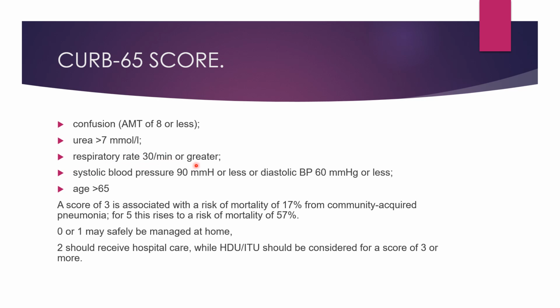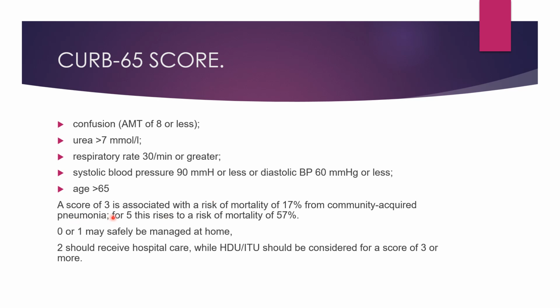Respiratory rate 30 per minute or greater, so this will be another point. And systolic blood pressure 90 mmHg or less, or diastolic blood pressure 60 mmHg or less, this will be getting another point. And if the patient's age is 65 or greater, then another point you have to add. Basically these all are poor prognostic factors which determine the severity. So if any of these are present, the score will be increasing. Increased score will be predicted as increased mortality.